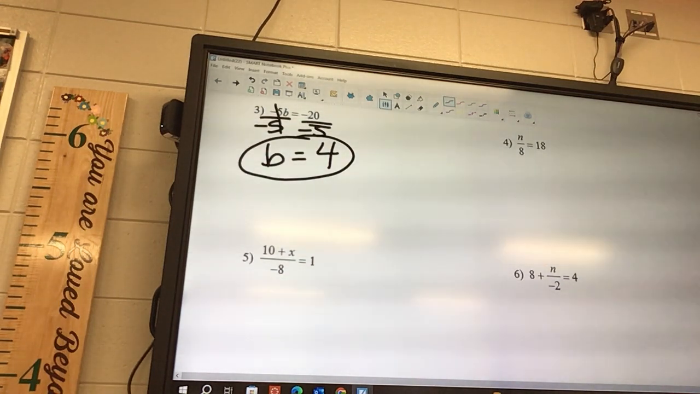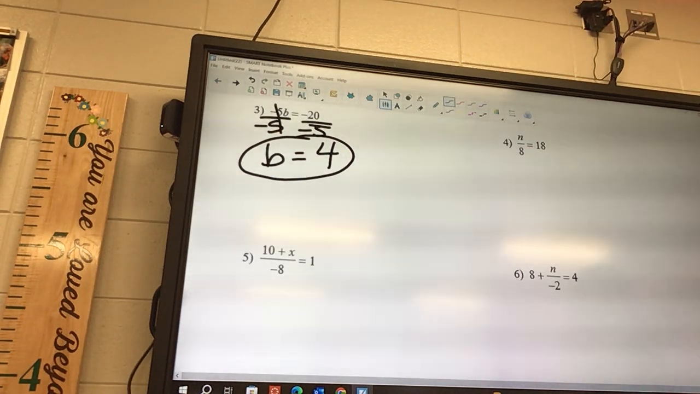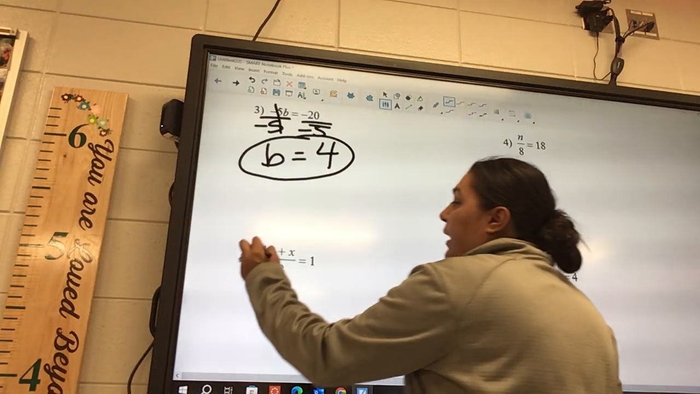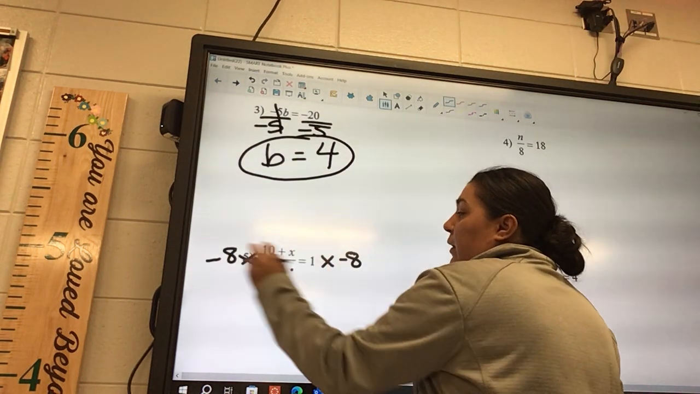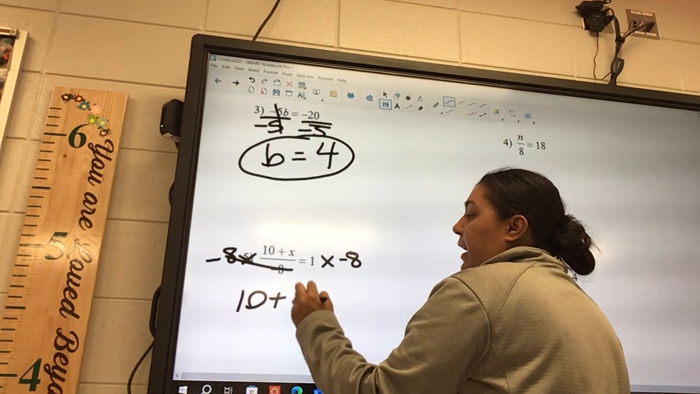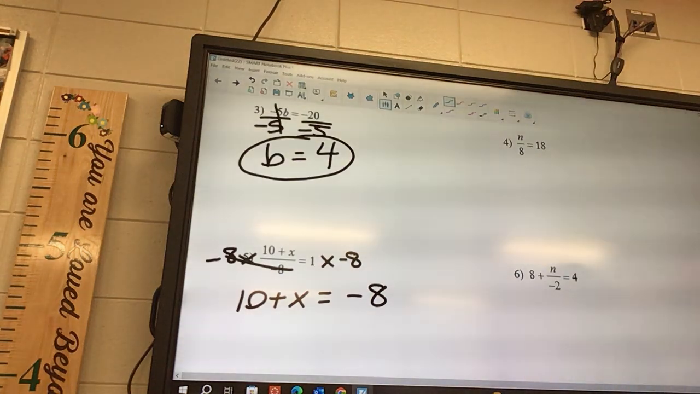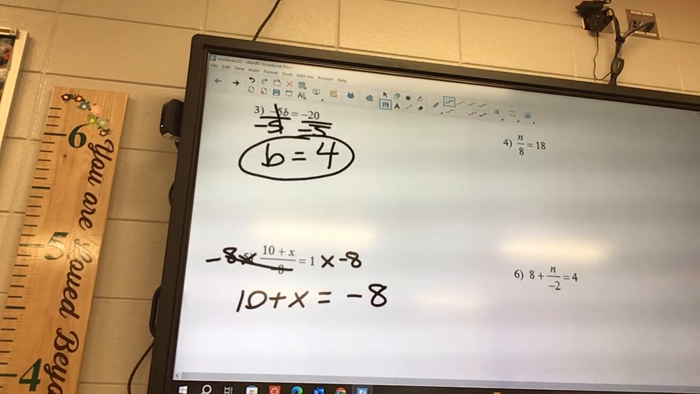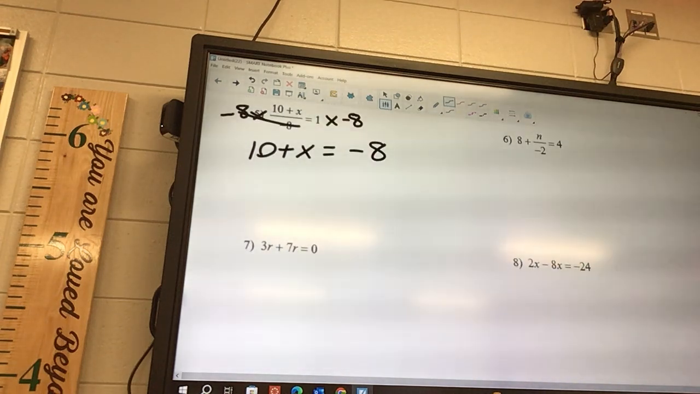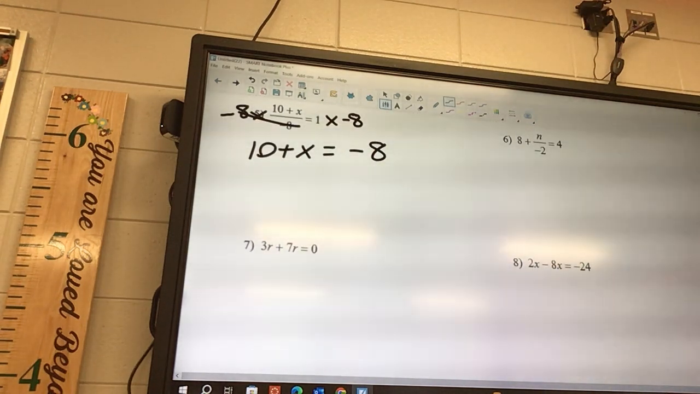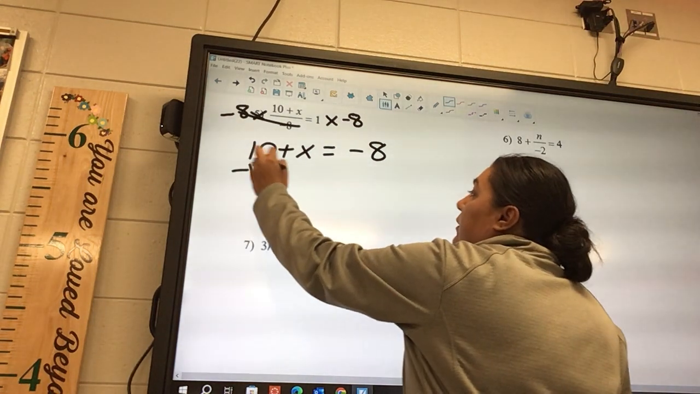Okay, number 5, what needs done? Times by negative 8 first, because that's the kid. Okay, so I got 10 plus x equals, well, 1 times negative 8 is negative 8. And then what needs done? We're going to minus 10 from both sides.